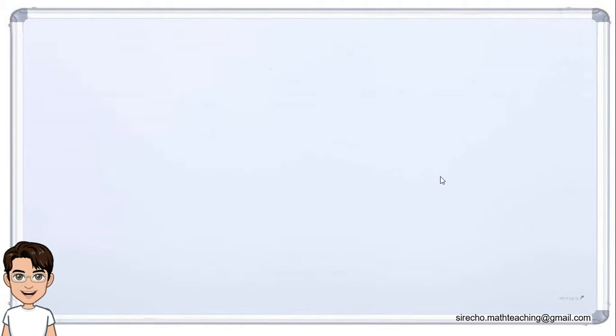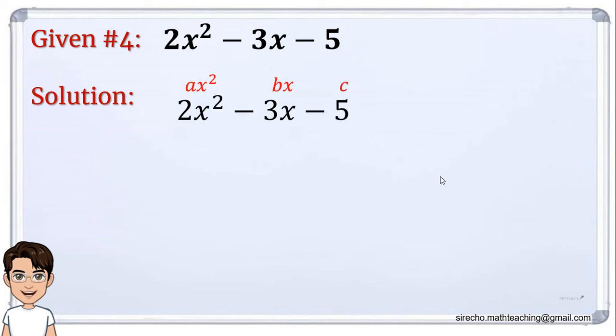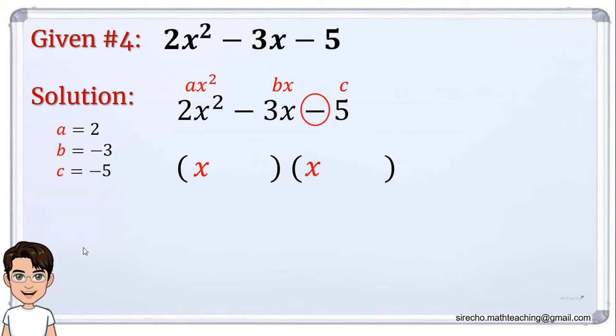Okay? Now let's continue with our last example. 2x squared minus 3x minus 5. Now, the same process, we need to identify the values of our a, b, c. a is 2, b is negative 3, and c is negative 5. Now, let us put our two parentheses here and then distribute x squared as x times x. And then again, since the sign of our constant term is negative, expect that our binomial factors will have different signs. And then, we need to factor now the product of a and c.